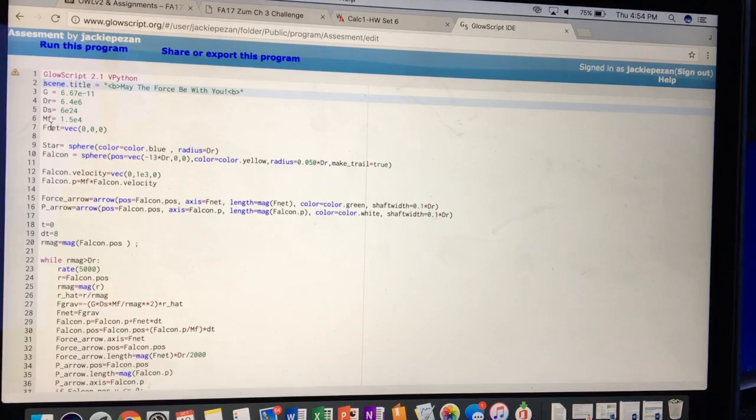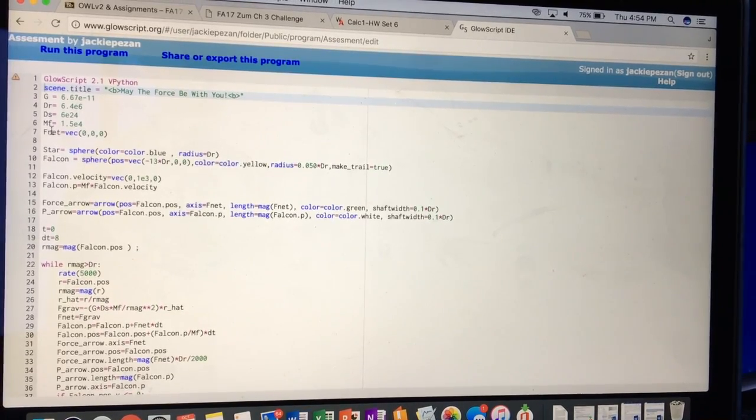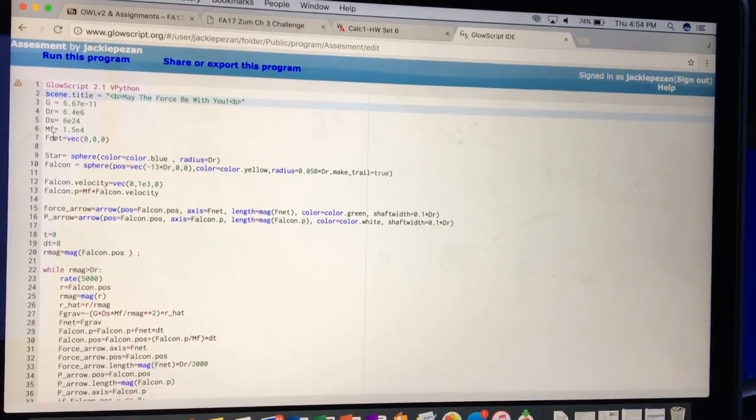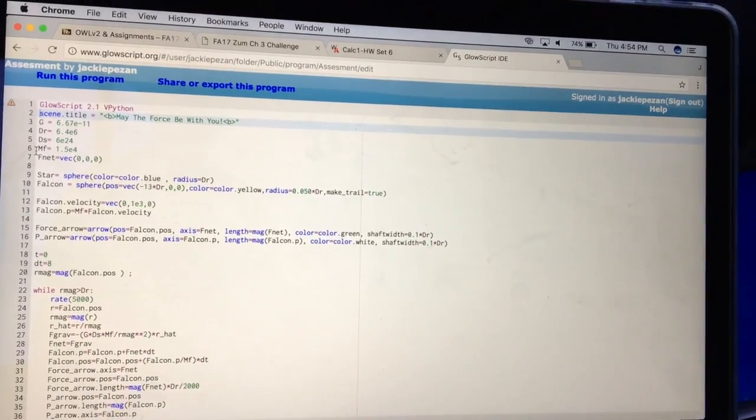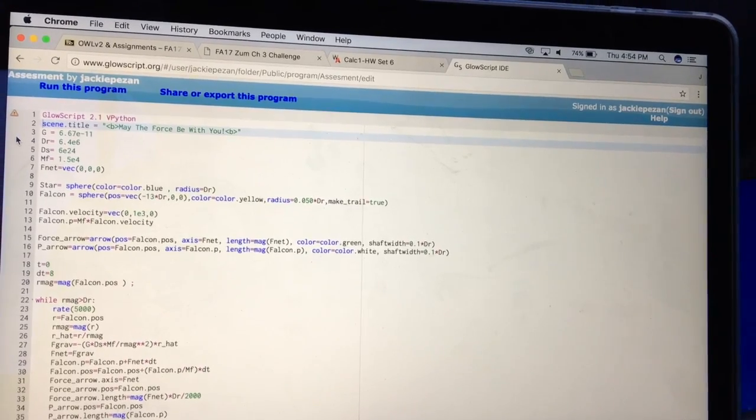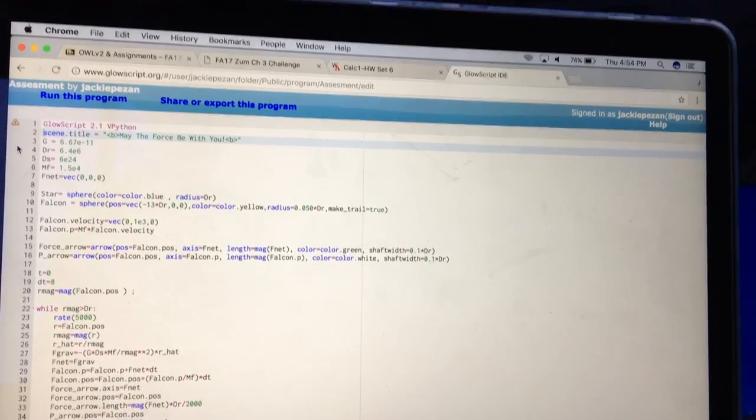To do that, first we have to define some variables. First, we have to find force, which we're going to use a formula for, which I'll mention later. And in that formula, we need the gravitational constant. So in line 3, we define the gravitational constant as 6.67 times 10 to the negative 11th.